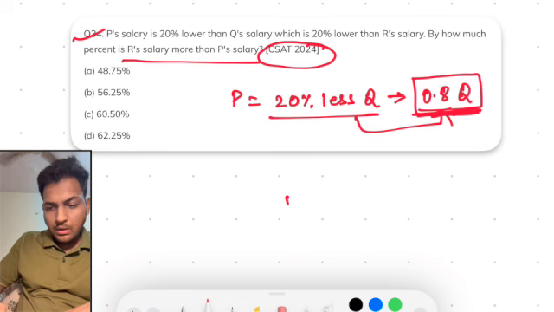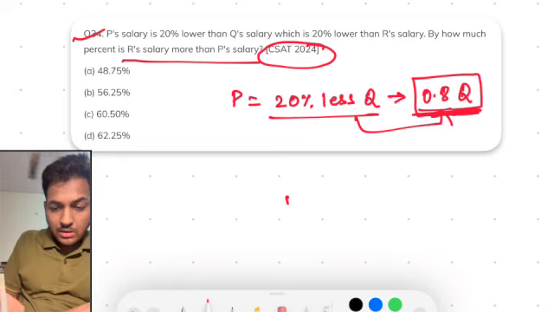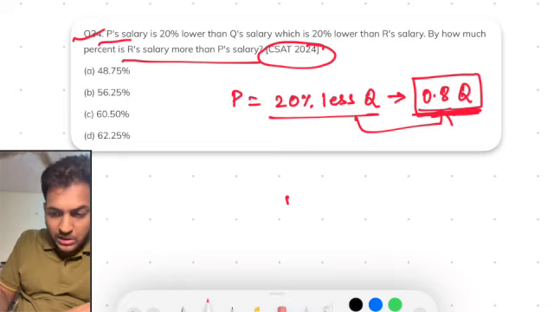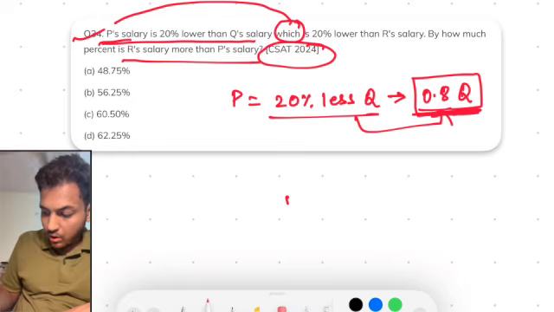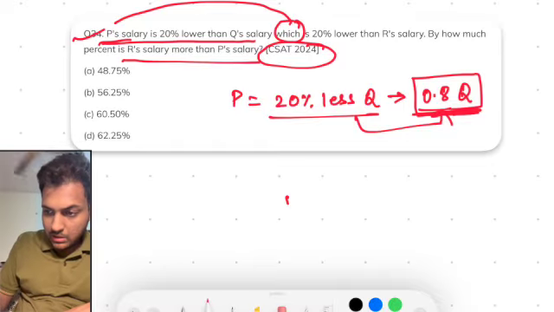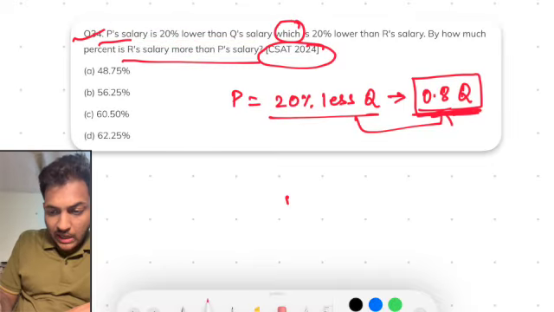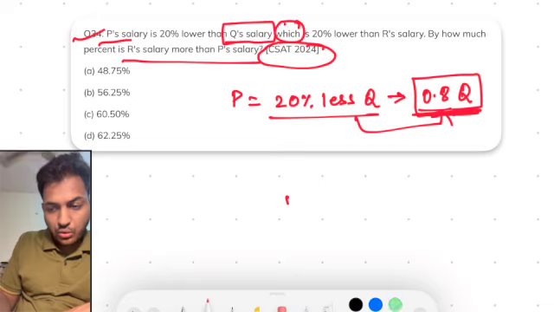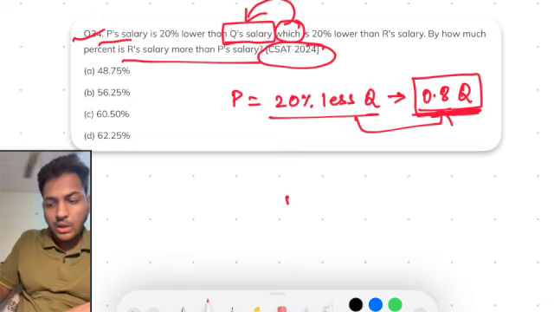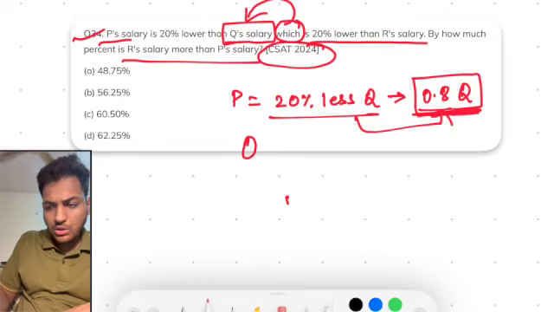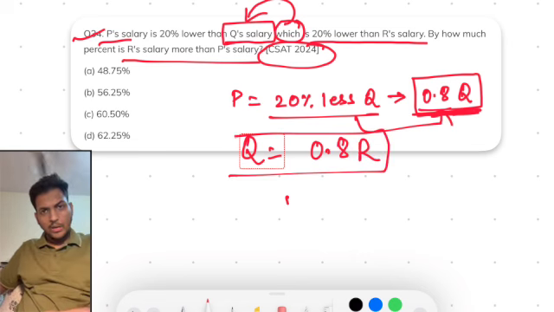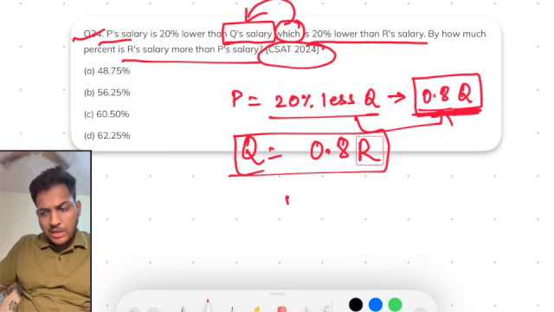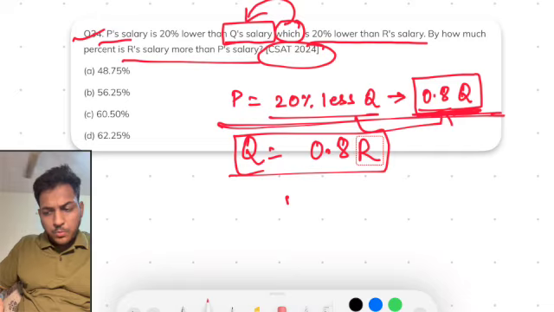Kindly follow. What they are saying is: which, this word you have to follow. This is simple English. The same thing they are talking about, which is, that means Q's salary. This 'which' is referring to Q's salary, which is 20% lower than R's salary. That means Q is equal to 20% lower than R's salary. Similarly, this will be equal to 0.8 R. I don't think anybody should have any confusion. That means P simply is 0.8 Q, Q simply is 0.8 R.